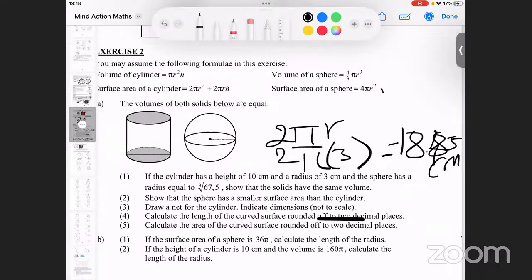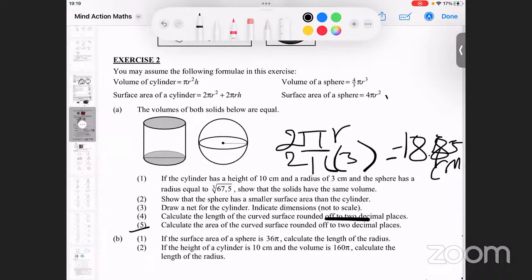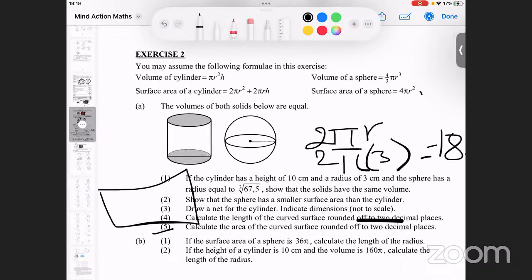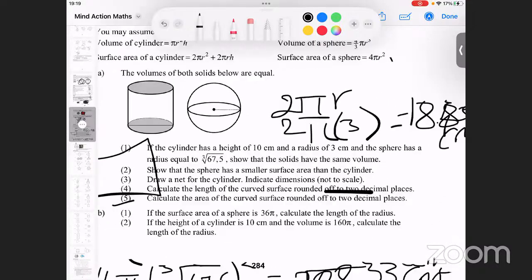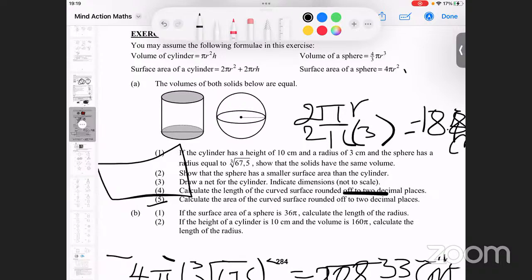Perfect. Now let's look at the last question under A. They say calculate the area of the curved surface area rounded off to 2 decimal places. So now they want the area of what? They want the area of the curved thingy. How are we going to get that? Do you guys remember the formula that we're going to use to calculate the area of the curved rectangle?